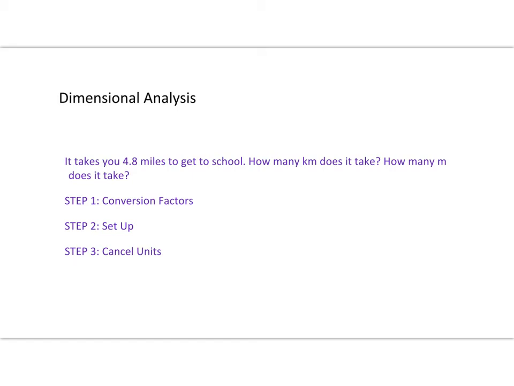Okay, so dimensional analysis is when we are converting one unit to another. So it takes us 4.8 miles to get to school. How many kilometers does it take? So the first thing that we need to think of is our conversion factor. So a conversion factor says 1 unit equals another unit. So this one is 1 mile equals 1.61 km. We will be giving you common conversion factors, and you can look them up.